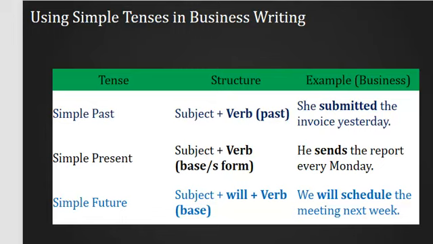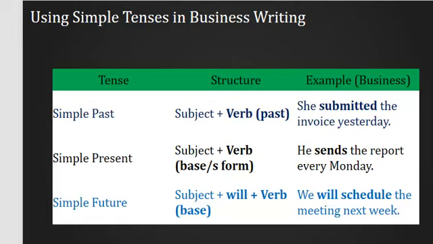Example, she submitted the invoice yesterday. This structure is essential or important when writing reports, summaries, or follow-ups. Next is simple present. The structure is subject plus base verb, or verb plus s or es for he, she, it subject. Simple present is used for habits, routines, and general truth. For example, he sends the report every Monday. Use this in SOPs, job descriptions, or email reminders.